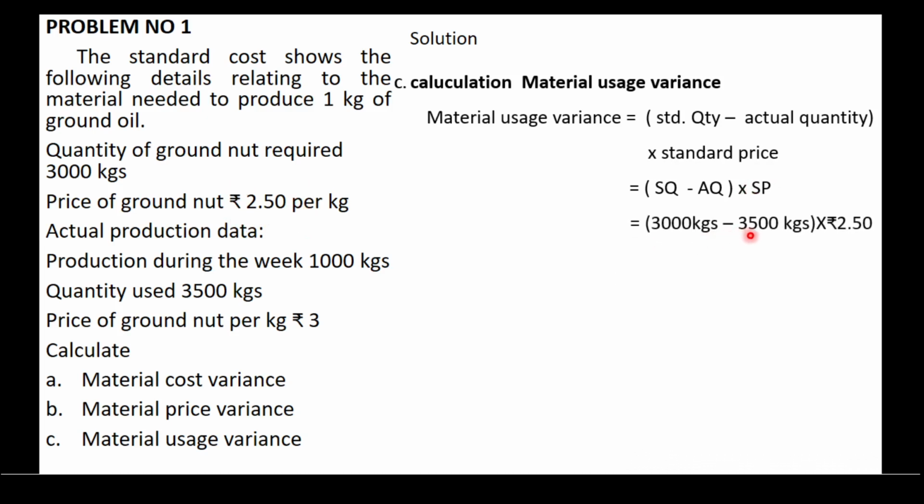3000 kgs minus 3500 kgs into rupees 2.50. So now minus 500 kgs into 2.50. Here also the actual quantity is more than the standard quantity, so it is called adverse. Rupees 1250 adverse. This is the calculation of material usage variance. So in this way we solve this problem. Let's see another one.